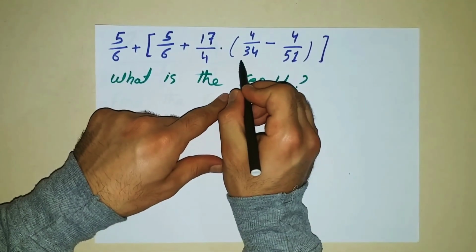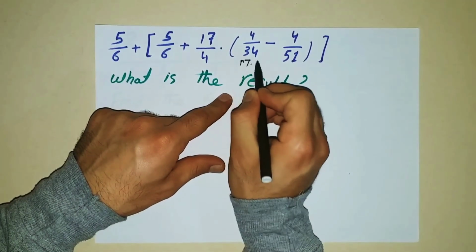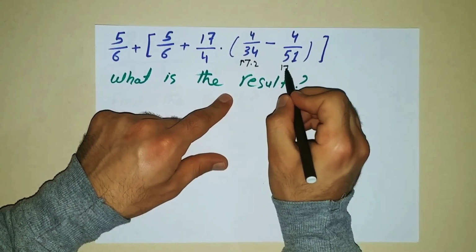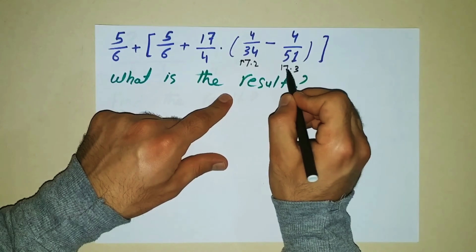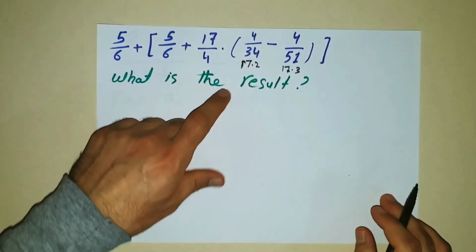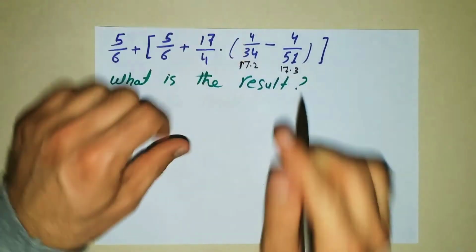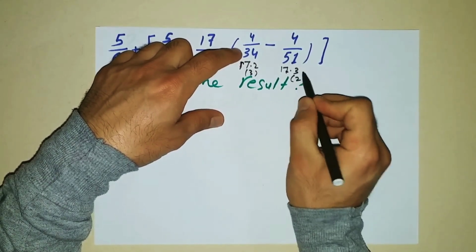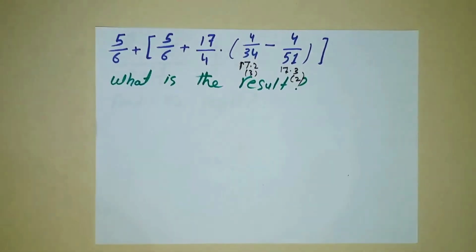Okay, this one. 17 multiplied by 2 will give me 34, and 17 multiplied by 3 will give me 51. Oh, now I got the answer. I will multiply this with 3 and this with 2. Then they will give me the same denominators.